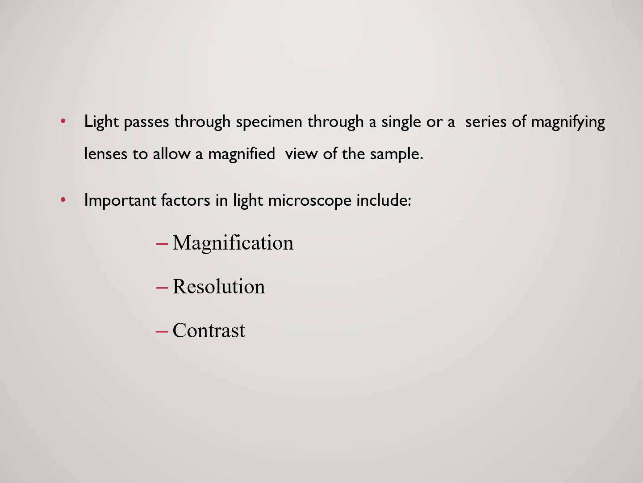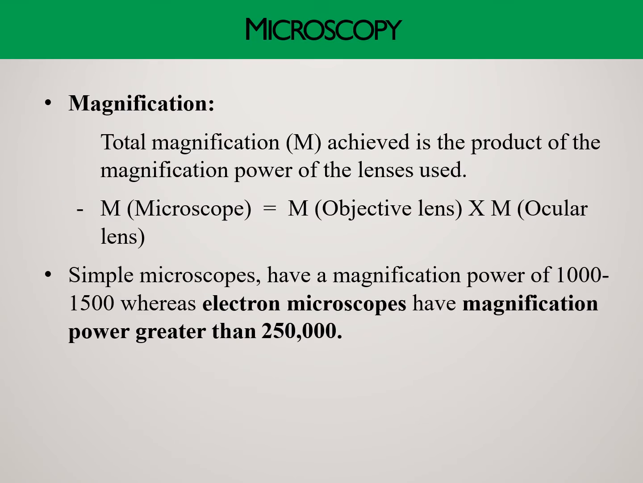In light microscopy, light passes through a specimen and through a single lens or a series of magnifying lenses to allow a magnified view of the sample. In electron microscopy, an electron beam passes through a specimen and gives a very magnified and resolved view of the sample. There are three basic factors which are very important in microscopy. First is magnification, second is resolution, and lastly is contrast.